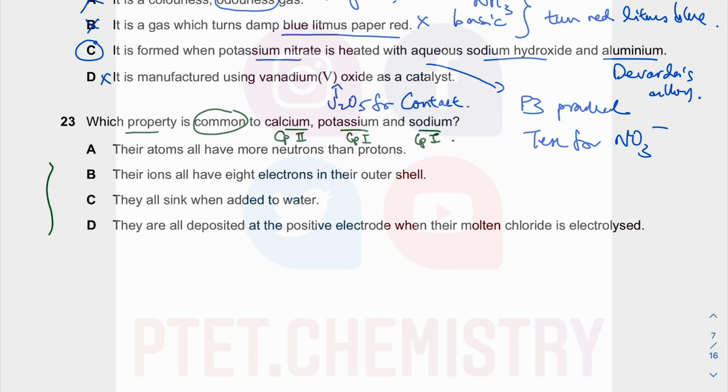I can tell C is wrong because they said they all sink, but sodium and potassium float on water, so they're pretty light group 1 metals, yeah? Lithium, sodium, and potassium will float on water. Calcium will sink in water.